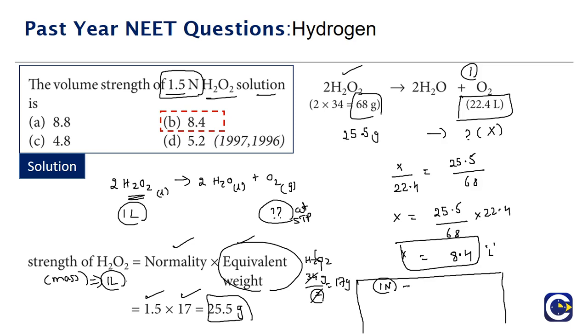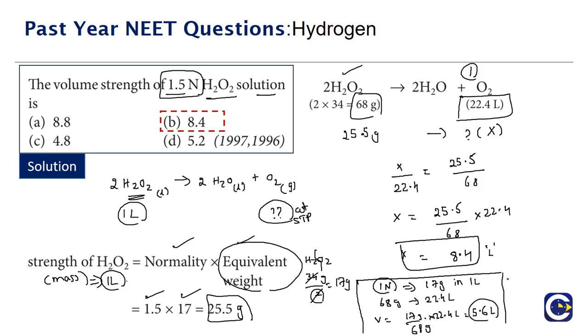1 normal solution would mean it contains 17 grams in 1 liter, because equivalent weight is 17 grams. 68 grams from the above calculation will give us 22.4 liters. So the 1 normal, which contains 17 grams, the volume of O2 that can be released is 17 by 68 into 22.4, which is equal to 5.6 liters. So this is the volume strength of 1 normal.